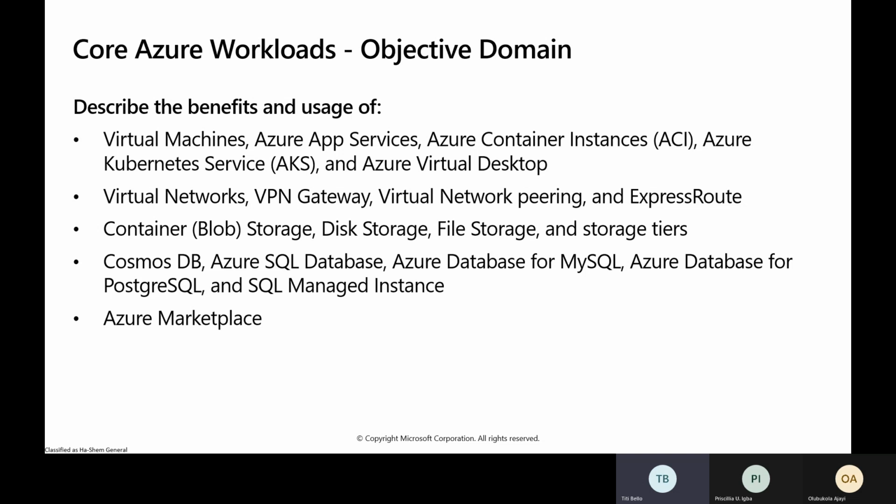And then around network services, we'll also talk about the virtual network, how your network is set up in Azure, similar to that of your on-premises infrastructure. We'll talk about the VPN gateway and then ExpressRoute, that's a form of private connection between your ISP and the Azure cloud.